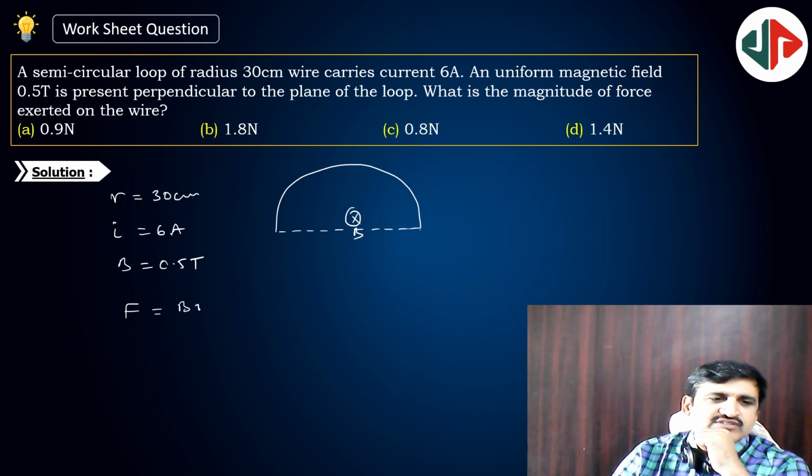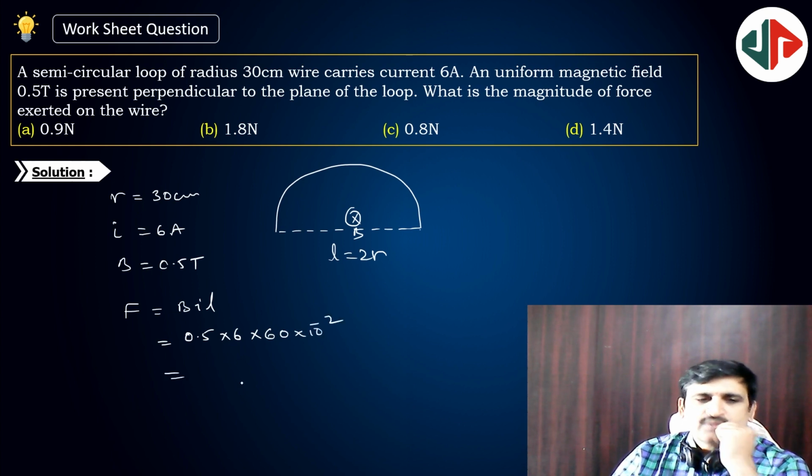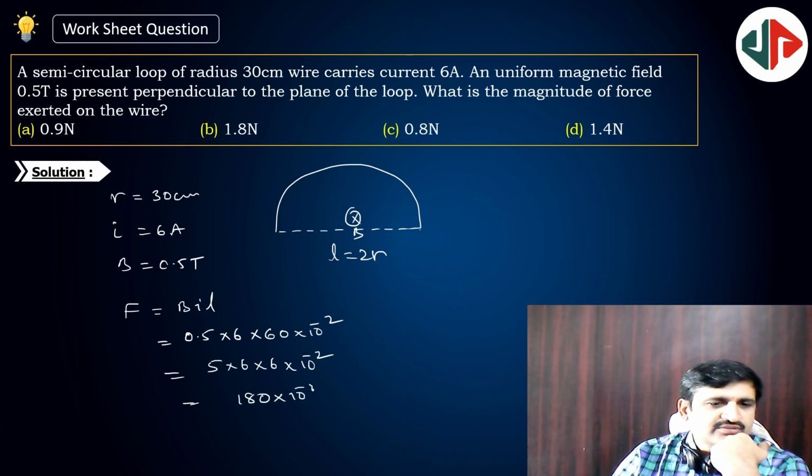So F is equal to BIL, and B value is 0.5, I is equal to 6, L equal to 2r. 2r means 60 centimeter into 10 to the power of minus 2. So it will be 5 into 6 into 6 into 10 to the power of minus 2, 180 into 10 to the power of minus 2, 1.8.